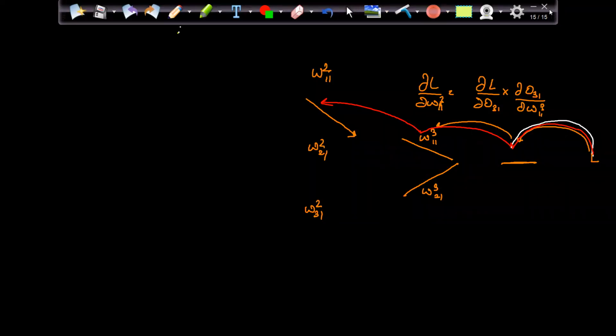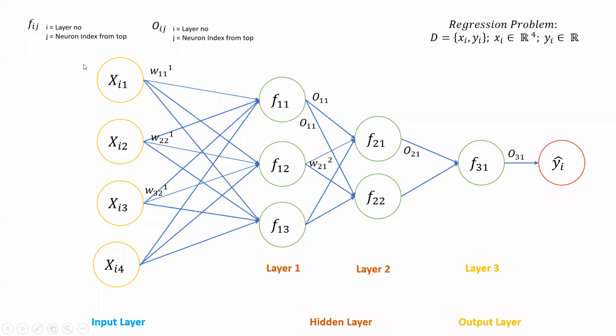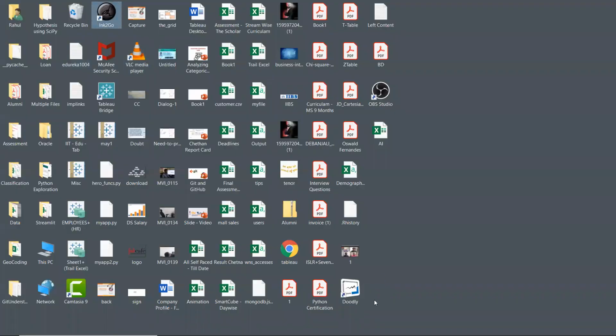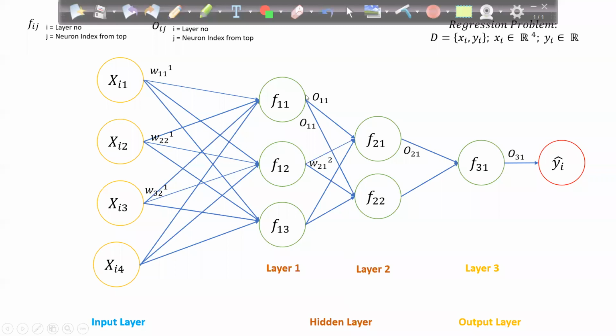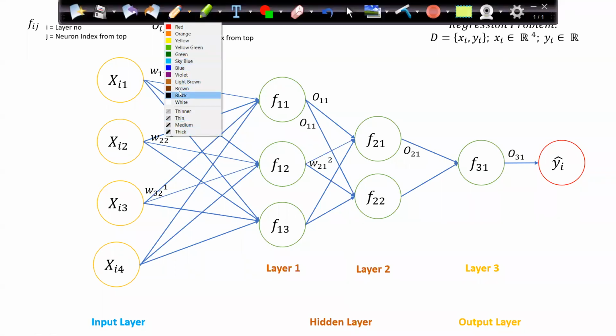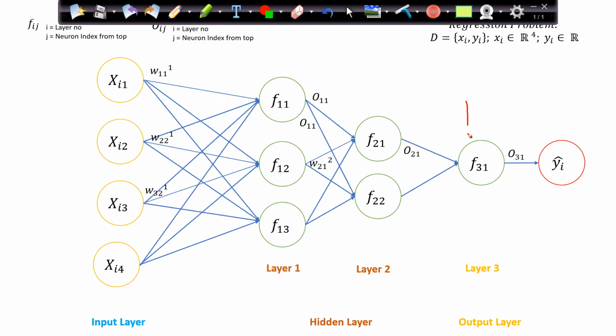So now let me come back. Sorry, the PPT is here. Okay, let me open the pen. All right, so now let me come back here. Let's use the red color. So basically, if I come at this stage, I can very well store my ∂L by ∂O31. And this ∂L by ∂O31 is actually used everywhere. We saw that in the equation. This value is used in this layer, and this layer, and every layer.